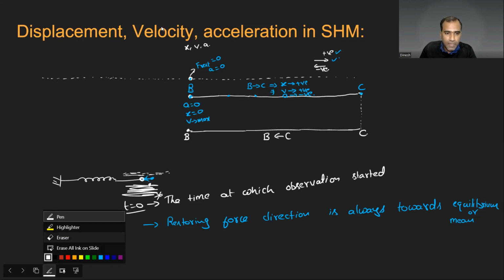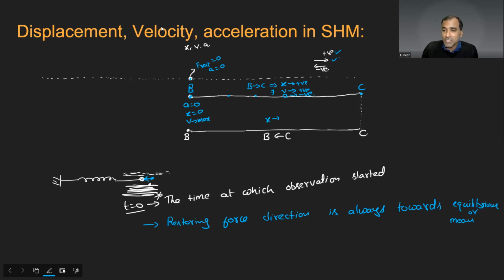Now tell me, as you go from C to B, the direction of displacement. Positive or negative? What is the starting point of displacement? Let us measure at this point. The starting point is this one, and this is the ending point. Just draw the displacement vector. This is how it looks, no?